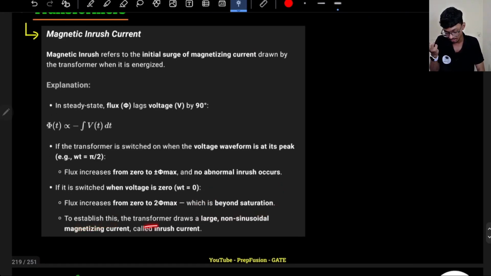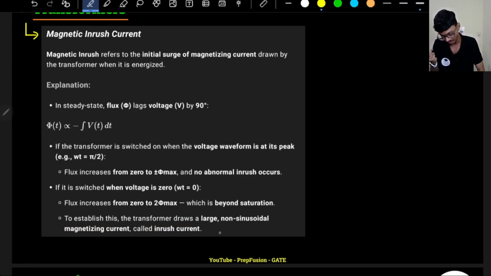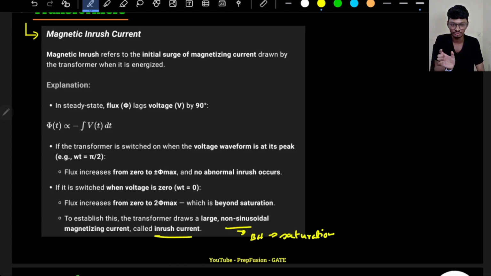To establish this flux, the transformer draws a large non-sinusoidal magnetizing current, because after saturation we are in the saturation region of the BH curve. That's why the magnetizing current will be non-sinusoidal. Harmonics will be there, and the magnetizing current will also be higher. All these are the problems. This is the phenomenon known as the inrush current, or the magnetic inrush current. Mainly these are a few theoretical points that you should keep in mind. I hope you have understood this basic point.